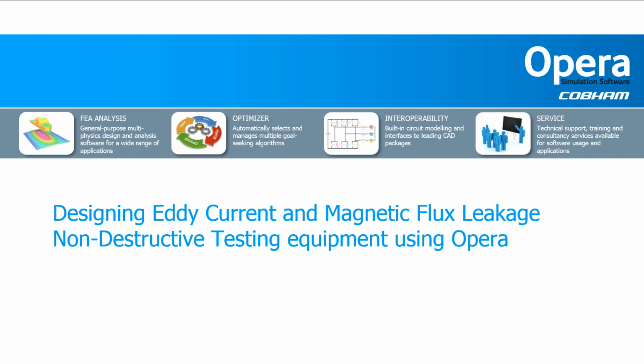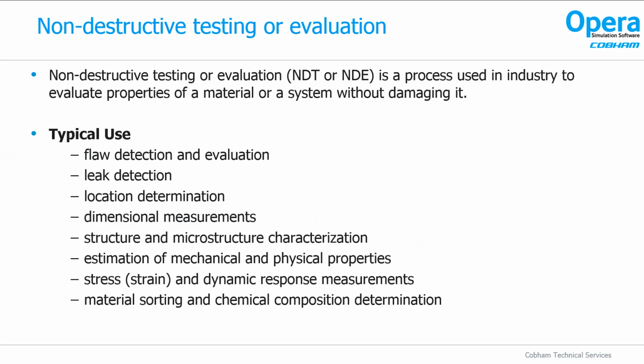Hello and welcome to this presentation on the design of non-destructive testing equipment using Opera. Non-destructive testing, or NDT, is a process used in industry to evaluate the properties or integrity of a material without affecting its properties, so a device can continue to be used even after detailed inspection of its condition.